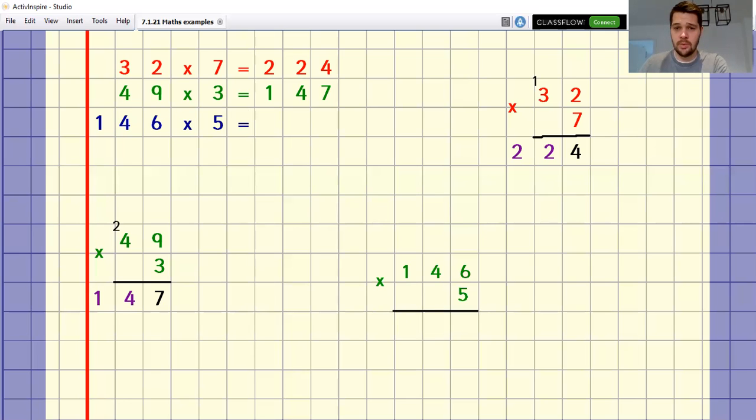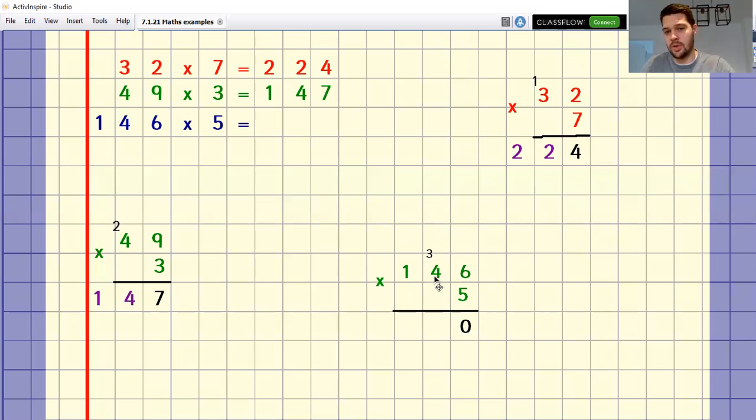Hopefully, it'll look something like that. Think about your first step now. 6 times 5. What is the product of 6 and 5? That is 30. So this time I'm going to put my 0 here and carry my 3 tens. So 6 times 5 is 30, 0 ones, 3 tens.